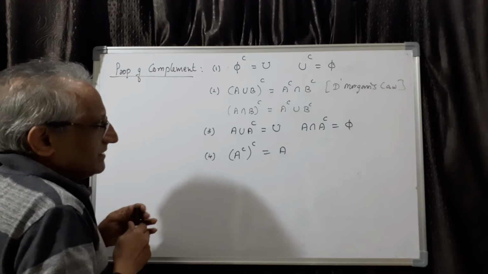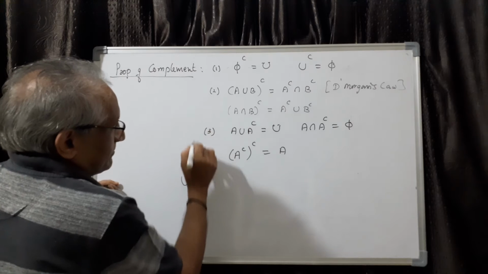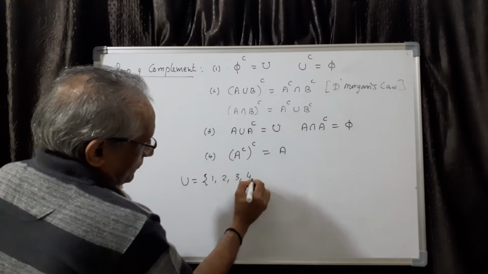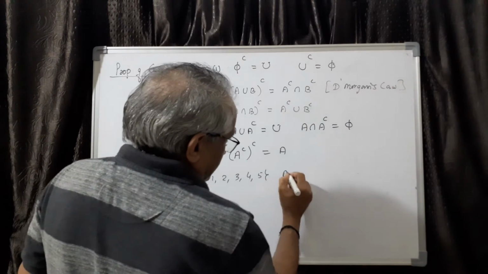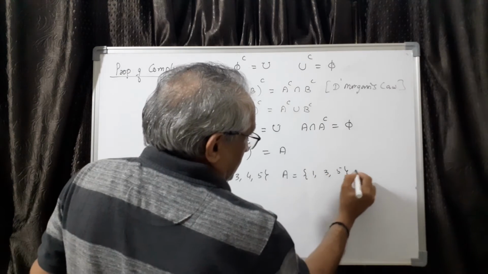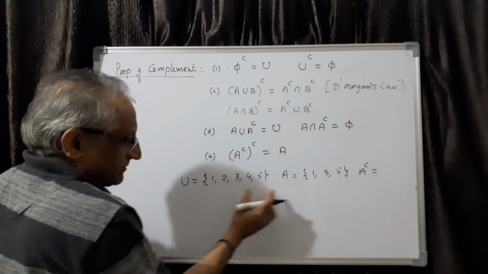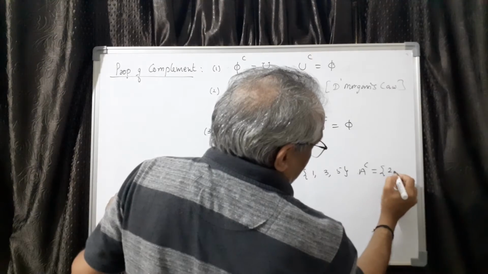This is very simple. Let us take, for example, for this law I am telling, suppose U equal to 1, 2, 3, 4, 5. For verification, we can take a small set. Then let us take A equal to 1, 3, 5. Definitely A complement will be whatever is not in A, so 2 and 4.